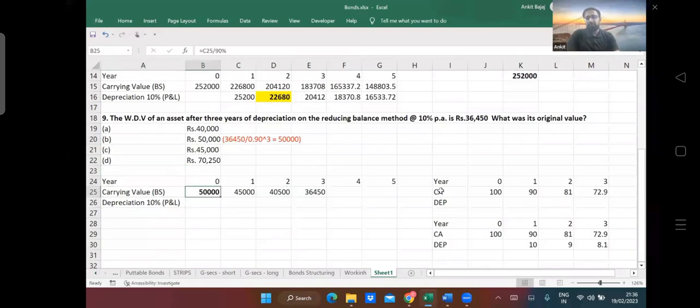So this is how we have to calculate the value, right? Hopefully you understood this concept. I will apply the above formula, and you will get more clarity. So it is going to be 36,450 divided by 90%, and I can take it raised to the power 3 here, because we have divided this by 90% three times, and here we will get the same answer. So this is how we have to solve the 9th question. Now we will jump to the next question.